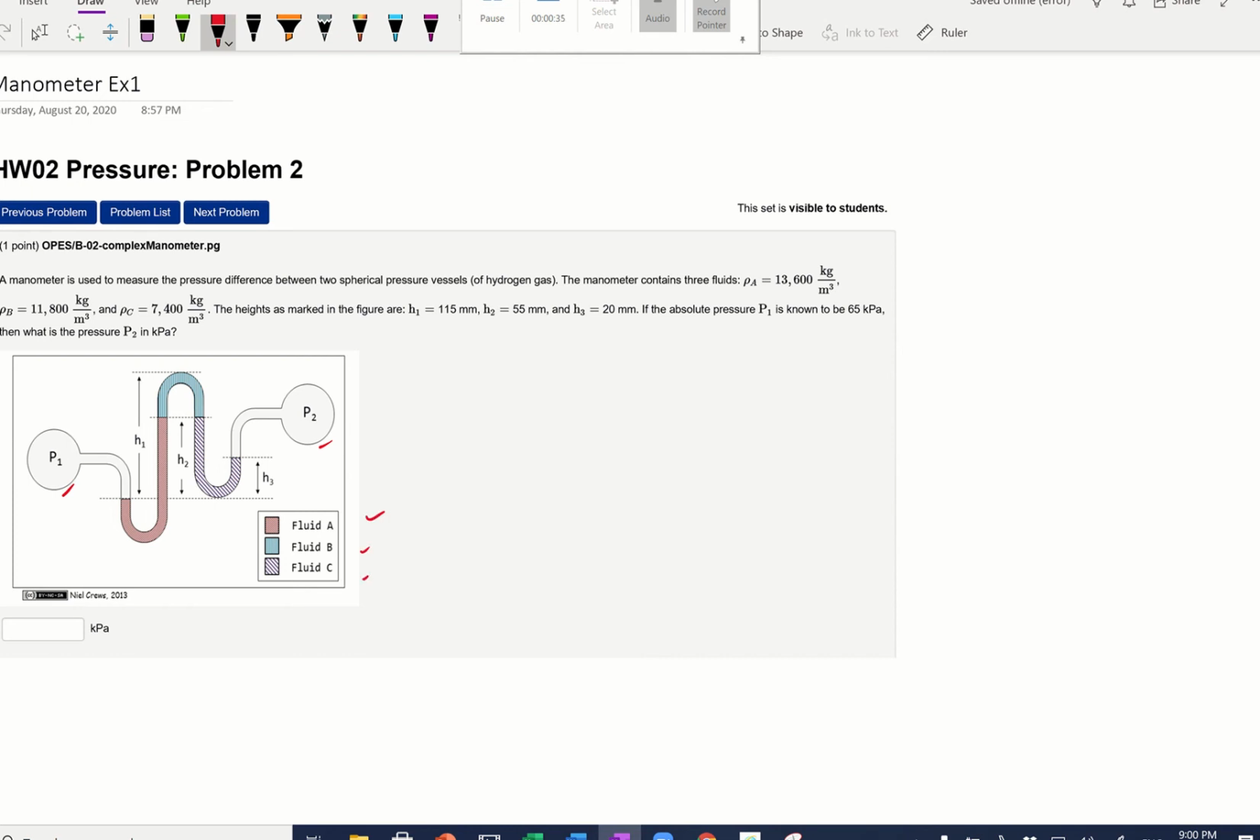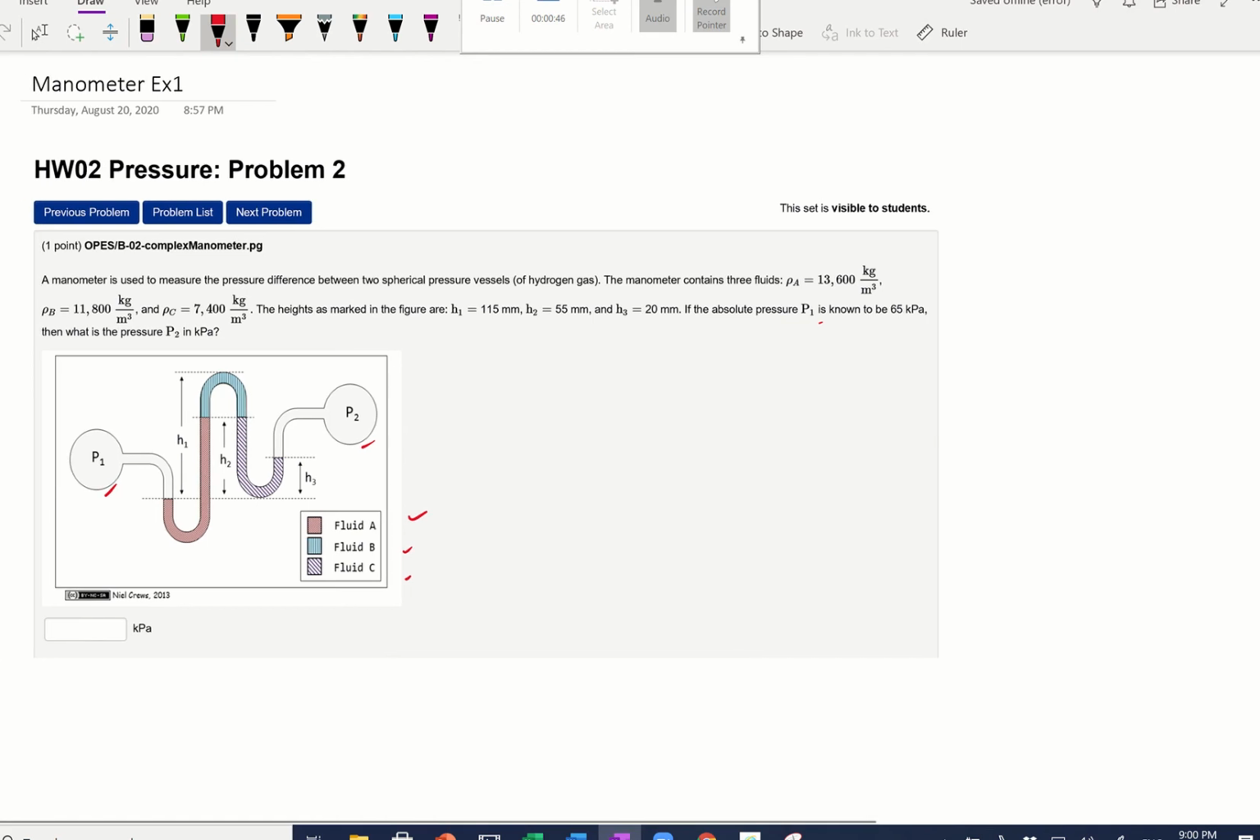They give us the density of each, and they also give us the height differences, H1, H2, H3. And they said the absolute pressure P1, so they give us the absolute pressure. P1 is given here as 65 kilopascal. Okay, watch out for the unit. It's kilopascal. And they want us to find what the pressure at P2 is going to be.